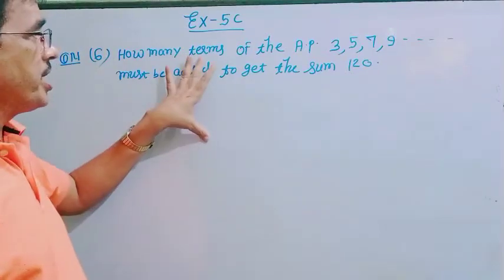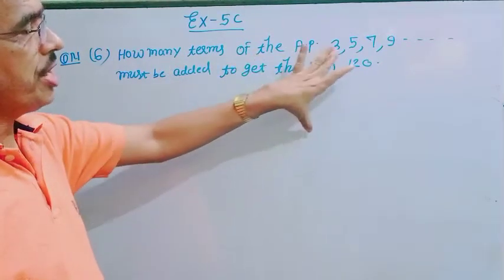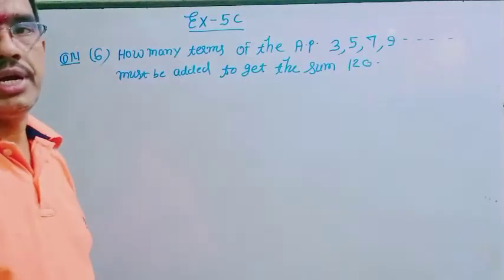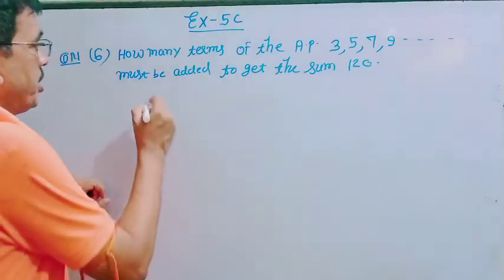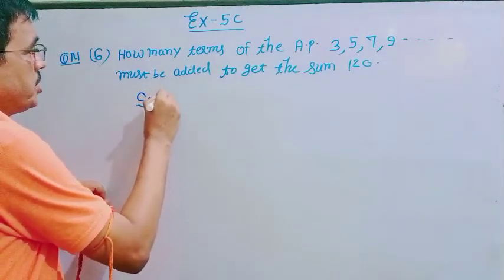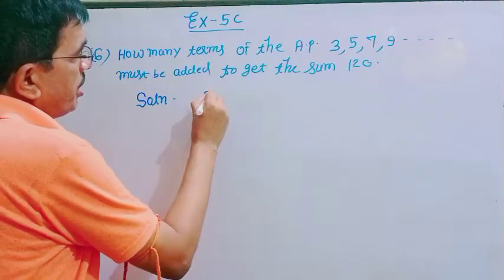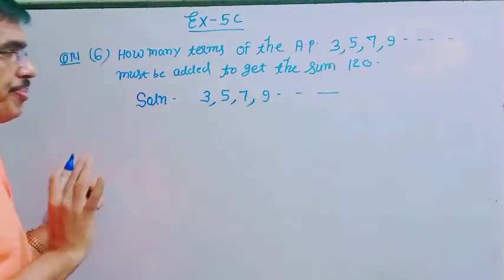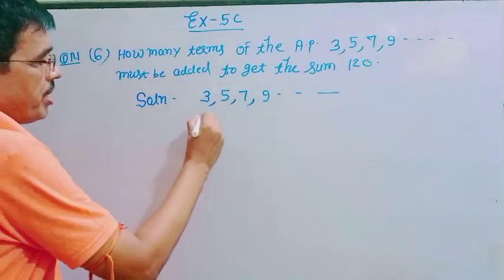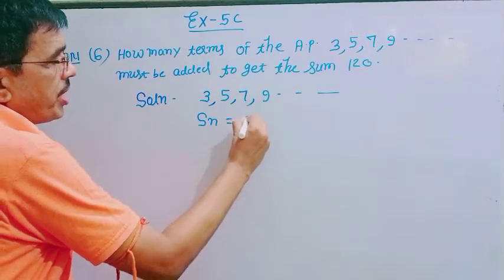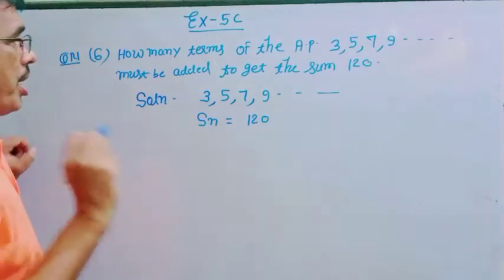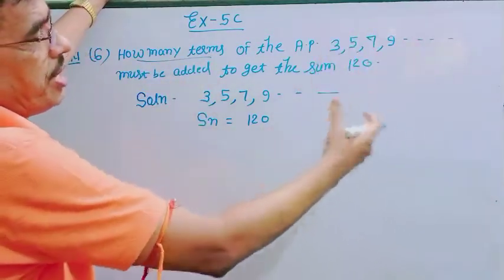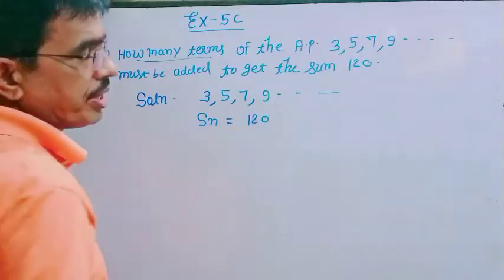How many terms of the AP 3, 5, 7, 9 must be added to get the sum 120? That means in this question the AP 3, 5, 7, 9 is given, and also given that the sum of n terms is 120. Now your question is how many terms of 3 plus 5 plus 7 plus 9 you add to get 120.